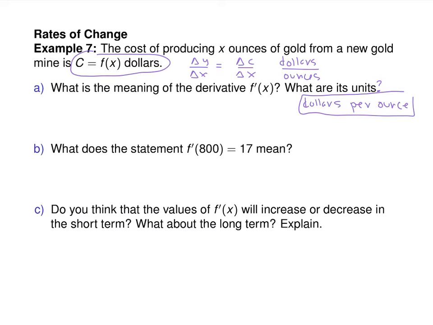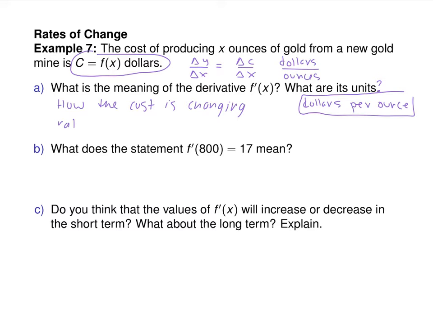Suppose you're not panning for gold and you're actually dredging for gold, and you buy all this super expensive equipment. The cost of your first ounce is ridiculous, because you had to put up all the money for that equipment. What happens over time to that cost per ounce? Probably goes down, assuming you find gold. So the meaning of the derivative is how the cost is changing. Does that make sense?